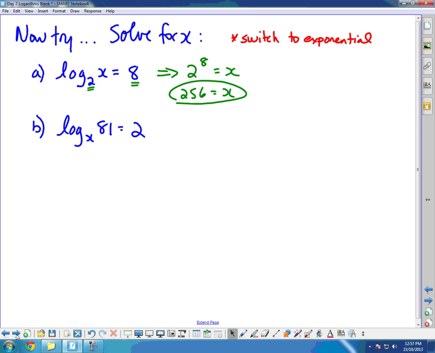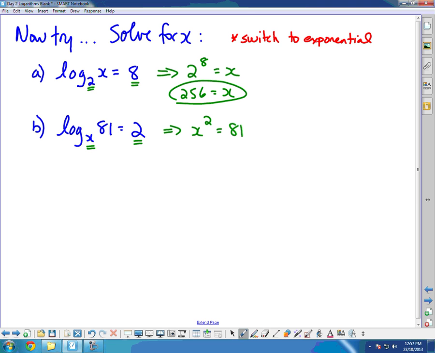Log 81 base something equals 2. Well, again, you might be able to look at it and figure out what it is. Your unknown is the base, your exponent is 2, and the answer is 81. So you might be able to look at it and see that it's 9. But let's convert it to an exponential, then it'll be obvious. So converting this to an exponential, we get the base is x, the exponent is 2, and the answer is 81.